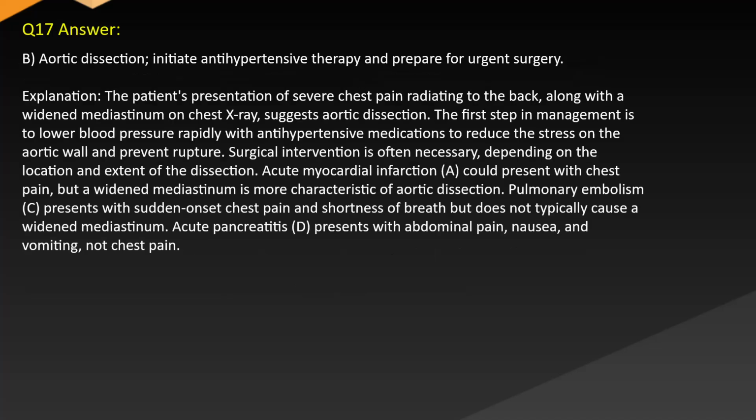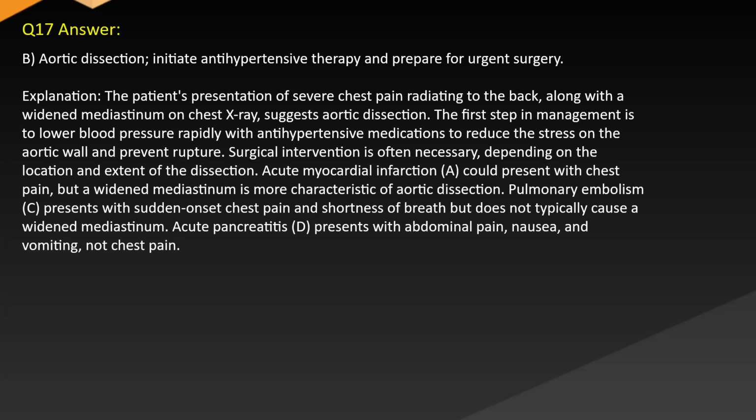Answer: B. Aortic dissection. Initiate antihypertensive therapy and prepare for urgent surgery. Explanation: the patient's presentation of severe chest pain radiating to the back along with a widened mediastinum on chest X-ray suggests aortic dissection. The first step in management is to lower blood pressure rapidly with antihypertensive medications to reduce the stress on the aortic wall and prevent rupture. Surgical intervention is necessary depending on the location and extent of the dissection.